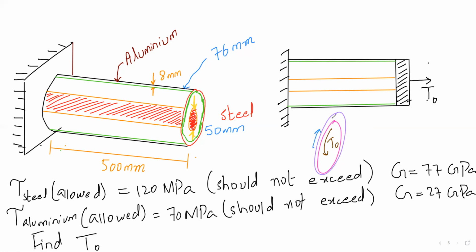If you can please reduce the volume. This is T aluminum and the other chunk is T steel. Both of them are resisting. So the question says find T naught.